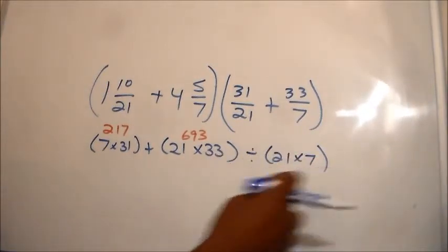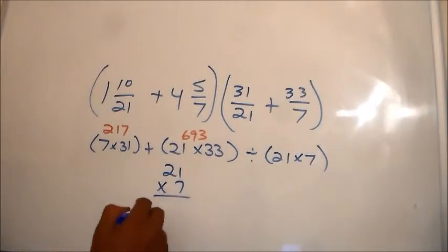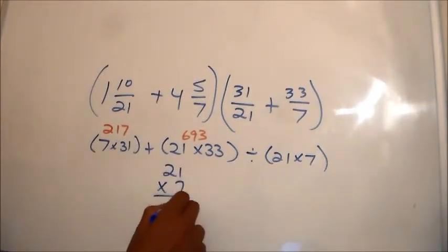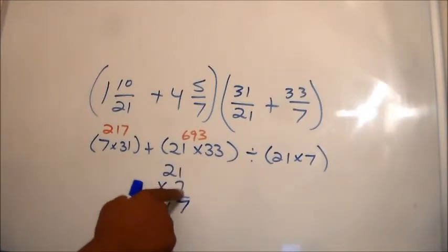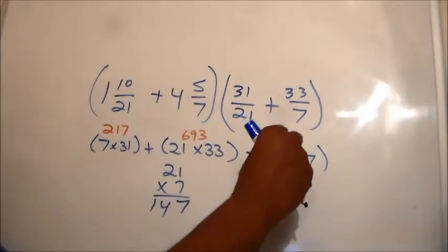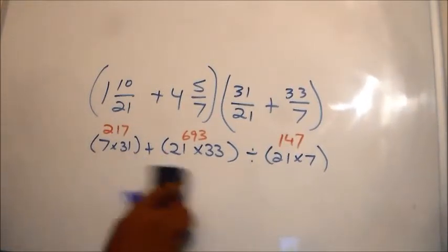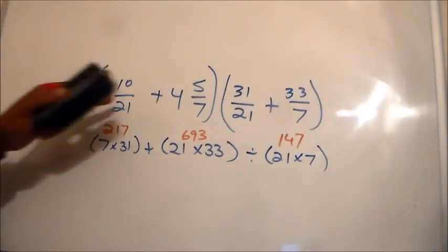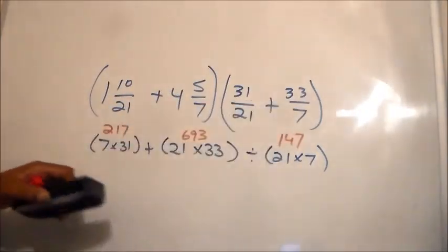Then we have to find out 21 times 7. So 21 times 7. All right, you can see that it's 147. 7 times 1 is 7. 7 times 2 is 14. 147. So the answer here is 147. And it's all because we converted the mixed numbers to improper fractions.